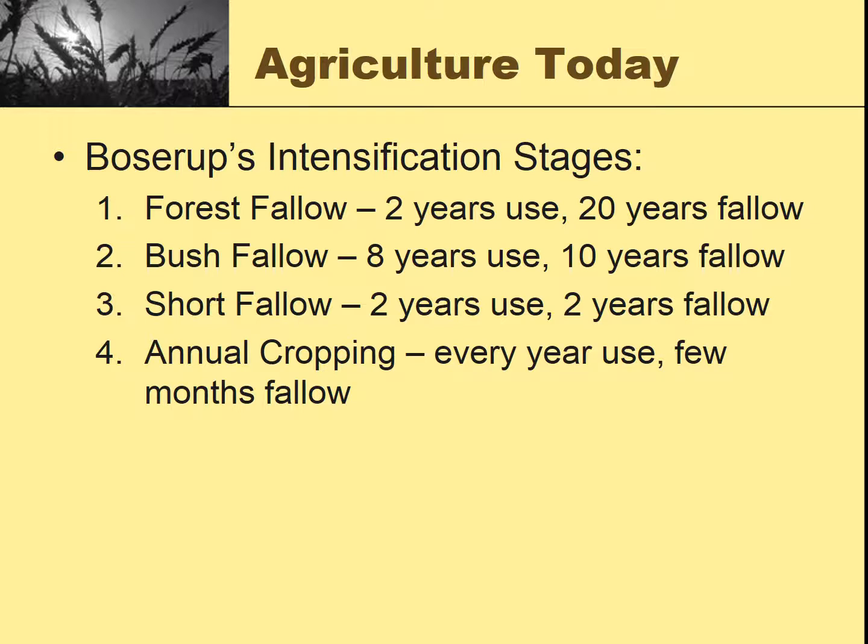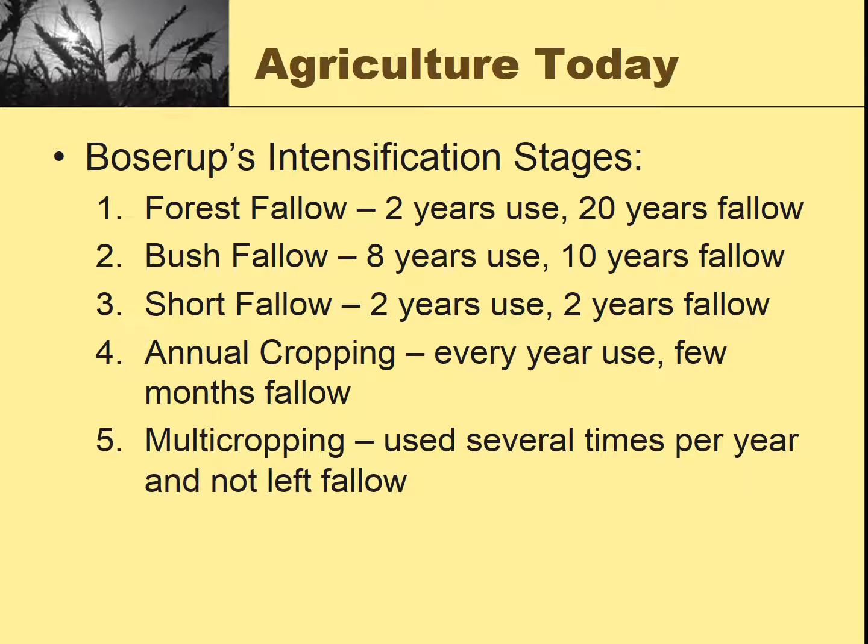In stage 4, we have annual cropping, where every year we use the same plot of land with just a few months out of the year allowing the soil to regenerate its nutrients. Then we have multi-cropping, where a plot is used several times per year and never left fallow. Obviously, that's going to use the soil in a much more intense way and productivity over a period of years will decline. But in LDCs, where populations are growing rapidly, sometimes farmers are forced to multi-crop because there's high competition for land and resources.